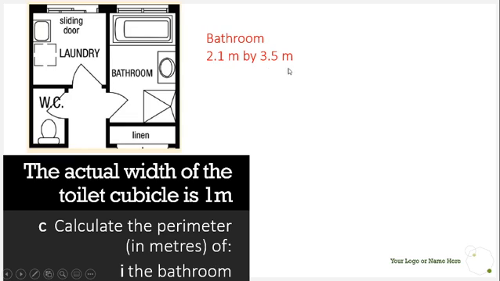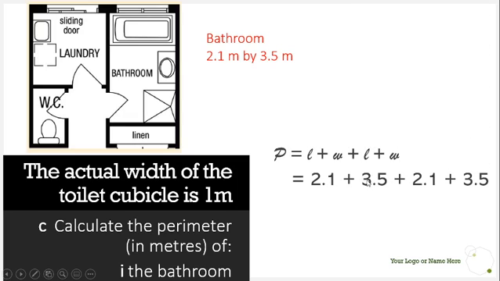So the bathroom, remember, previously was 2.1 by 3.5. We put our formula in. And we go 2.1 plus 3.5 plus 2.1 plus 3.5, and that gives us 11.2 meters.